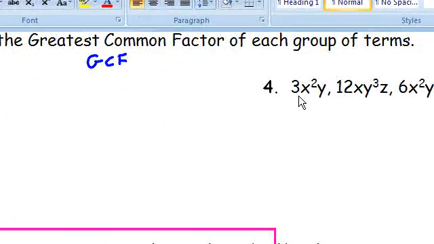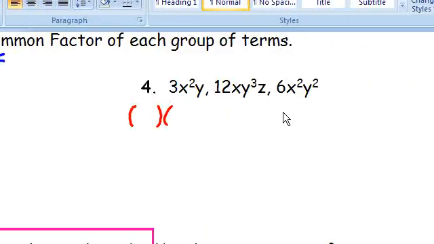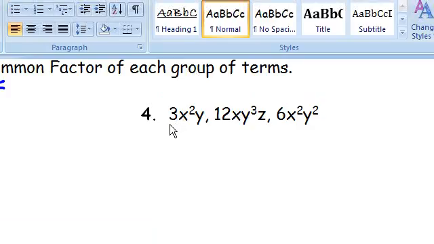Let's just kind of talk through it. Let's see here. Let's first I'll kind of... no, I'm not going to do it that way. Let's just talk through this. Okay, so let's look at our numbers first. We have 3, we have 12, and we have 6.